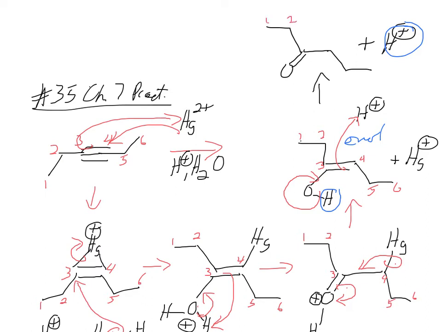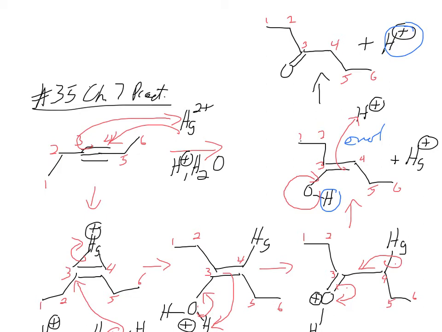1, 2, 3, 4, 5, 6. Electrons in the pi bond are going to the H. Yep. How, just to regenerate H? Wait, so to regenerate, to turn this enol into a ketone.